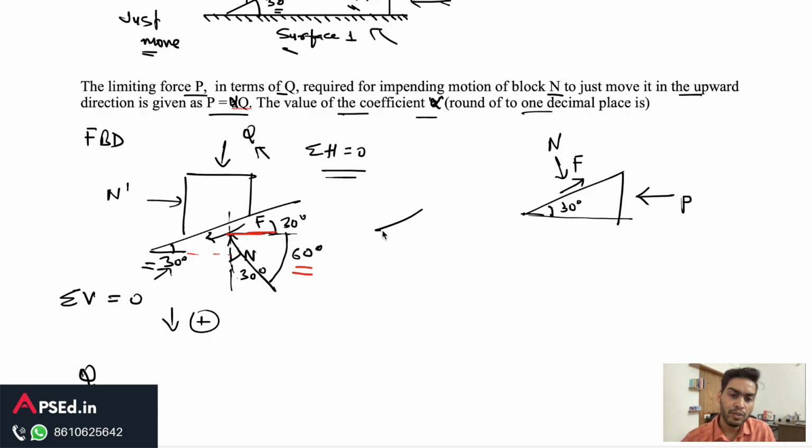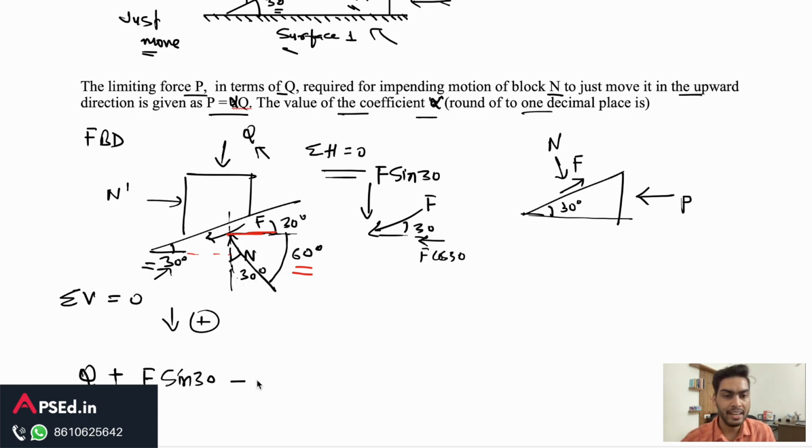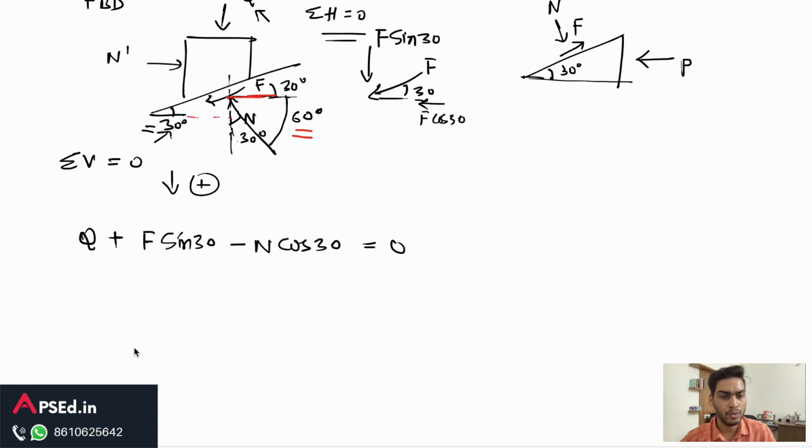Now we have this force F, or the friction force, inclined at 30 degrees. So it will also have a component in the downward direction, and that would be F sine 30, and its horizontal component would be F cos 30. So we'll be using the vertical component. So Q plus F sine 30 minus the vertical component of the force N, so N cos 30, is equal to 0, as there is no other force.